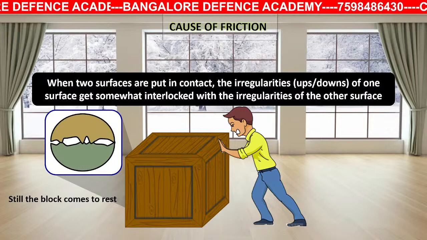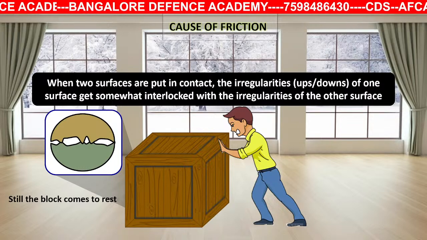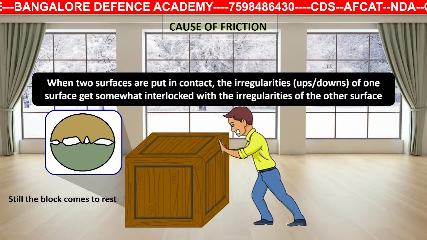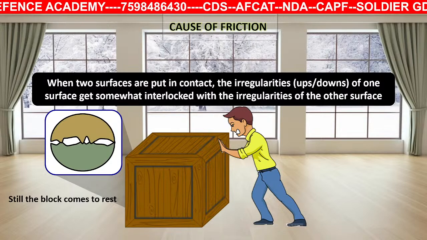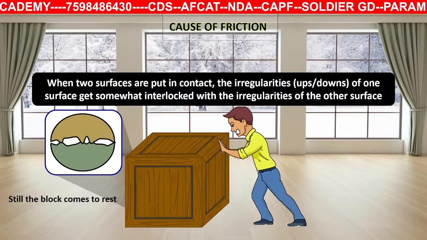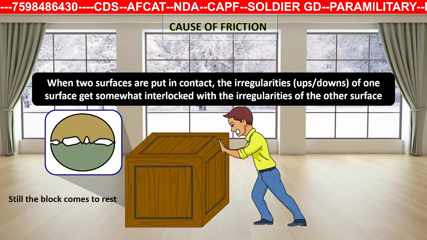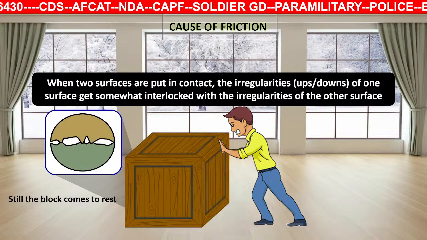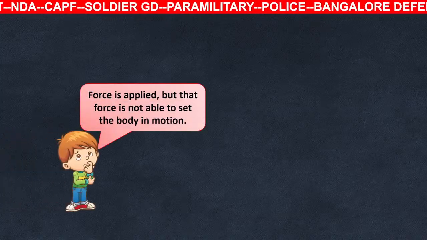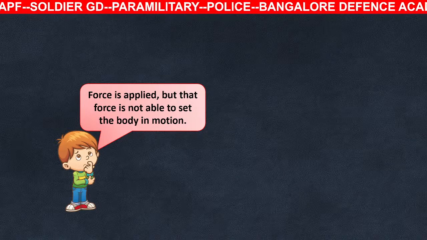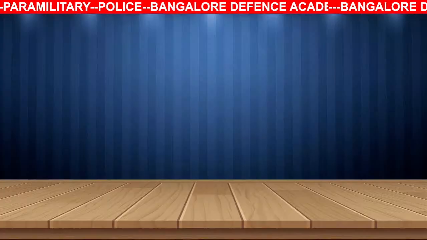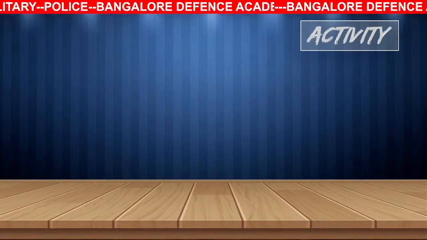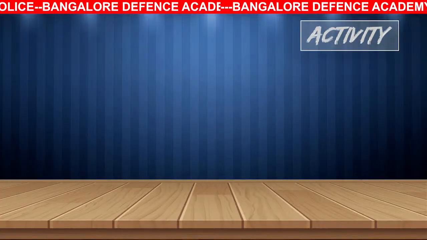Do you understand? You cannot see it with your naked eyes, but if you look with a microscope, you can see the roughness. This is called the roughness of the surface. So when two surfaces are put in contact, the irregularities of one surface get somewhat interlocked with the irregularities of the other surface. Force is applied, but that force is not able to set the body in motion. Let us understand why. I'm applying force, but sometimes the body does not move.